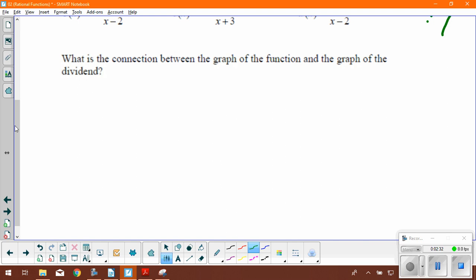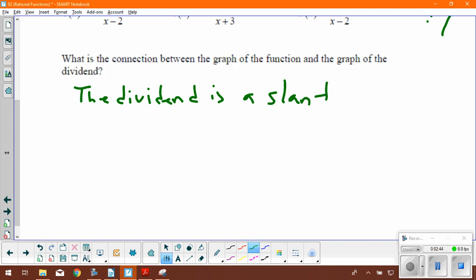is that the asymptote, or the dividend, is a slant asymptote. Okay, and this is something new, right? That you may not have seen before. That it's still approaching a line, but the line happens to be on an angle.